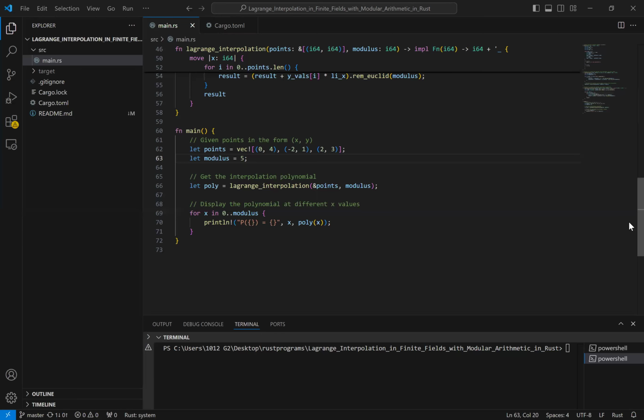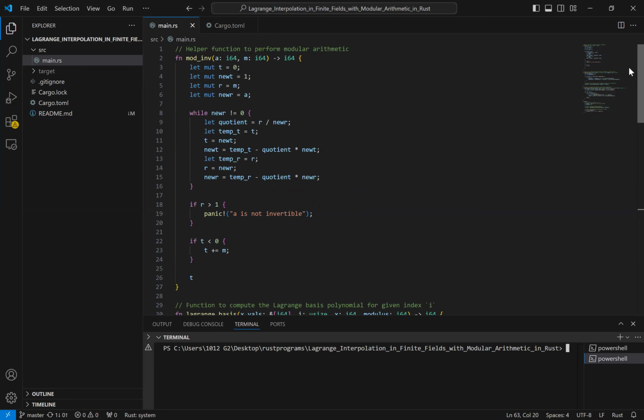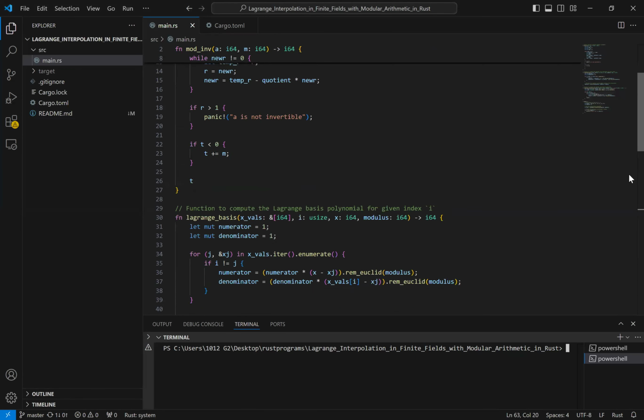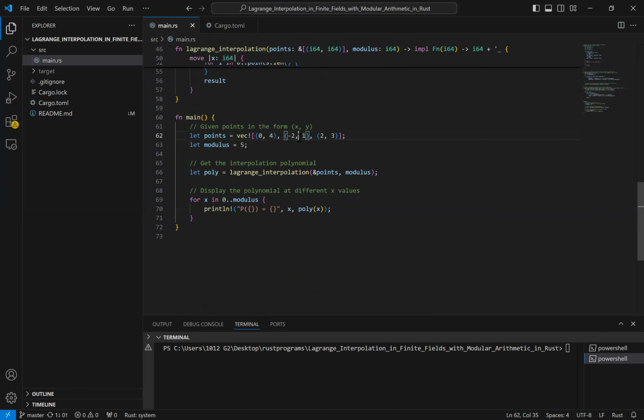Okay, this is the code. My main function is here. So I will input these values. I want it to give me the polynomial.